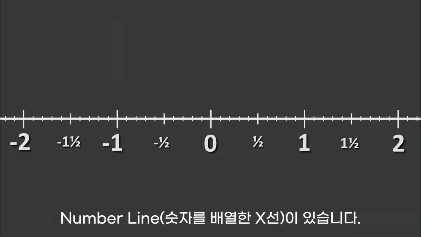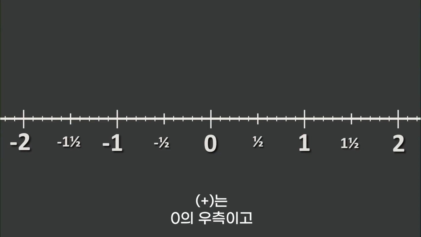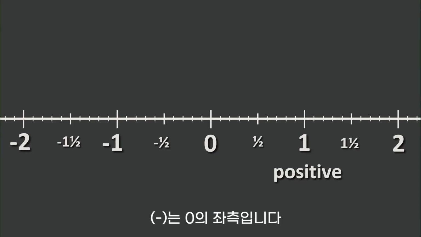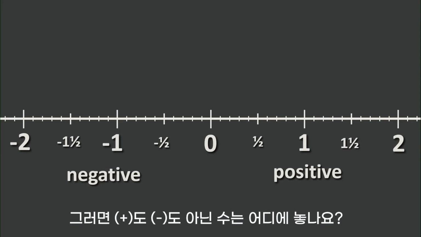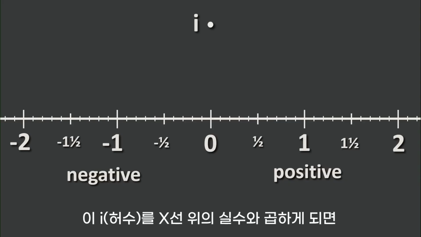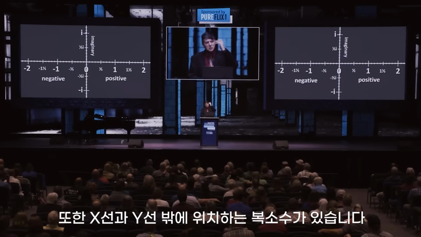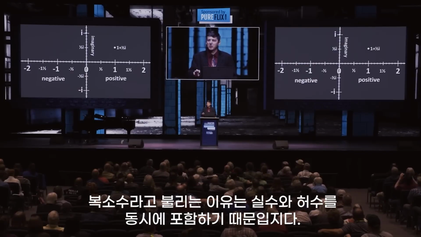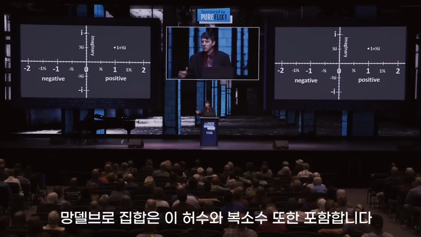So if you consider a number line, so here we have a number line. Now the positive numbers are to the right of 0 along that number line. The negative numbers are to the left of 0 along that number line. So how do we represent a number that's not positive, not negative, and not 0? Well, you put it up above the number line like that. It's not on the number line. It's on a different axis. And by multiplying i by the other real numbers, you can have all kinds of imaginary numbers. You can also have numbers that are called complex, and they're off axis. They're called complex because they have a real part and an imaginary part. So the Mandelbrot set also includes these imaginary and complex numbers.